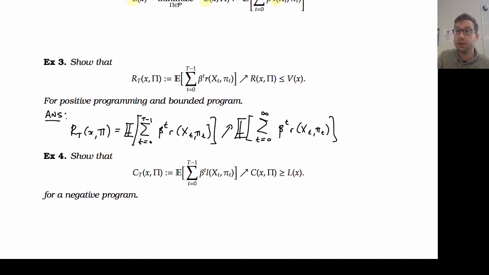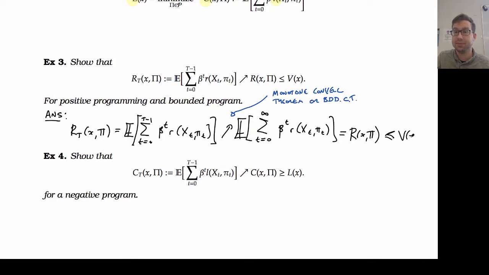So that holds here: the monotone convergence theorem, or the bounded convergence theorem. BCT means bounded convergence theorem. Okay. All right. And that gives me my reward function for executing that policy from state x. And obviously it's trivially true that this is less than the maximal one, the optimal one. Okay? So that's kind of trivial.